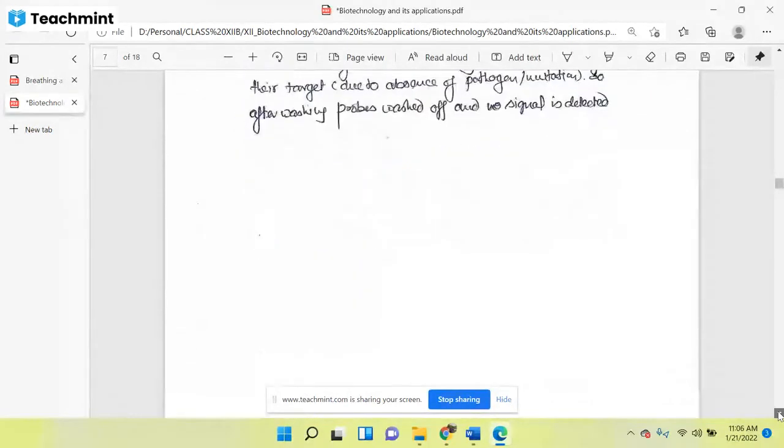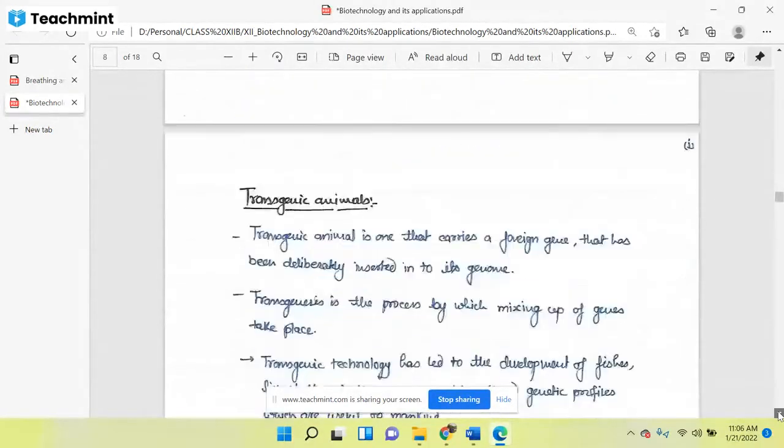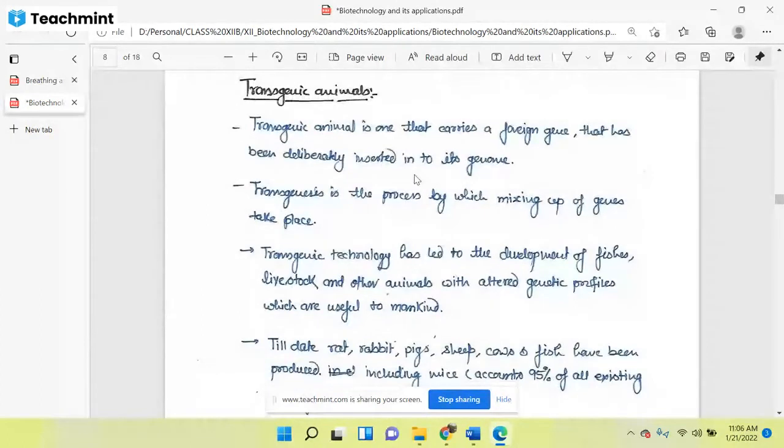Now we'll come to the next topic, that is the transgenic animal. So what is a transgenic animal? The word transgenic has been formed from two words, trans and gene. Trans means other than. If we are taking DNA from another species, from another source, and putting that gene in an animal, then the animal which has been produced will be called a transgenic animal.